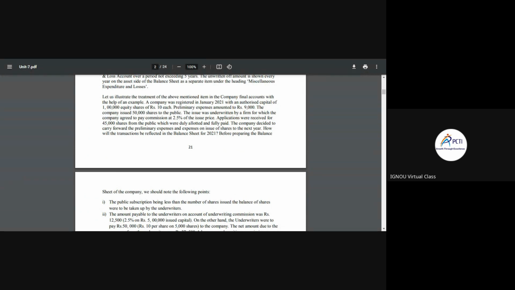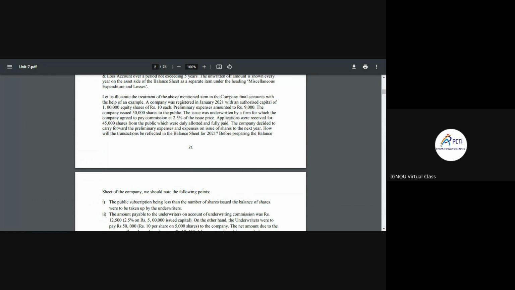The issue was underwritten by a firm, for which the company agreed to pay commission at 2.5% of the issue price. The applications received from the public were for 45,000 shares, which were duly allotted and fully paid. The company decided to carry forward the preliminary expenses and the expenses on issue of shares to the next year. How will the transactions be reflected in the balance sheet for 2021?